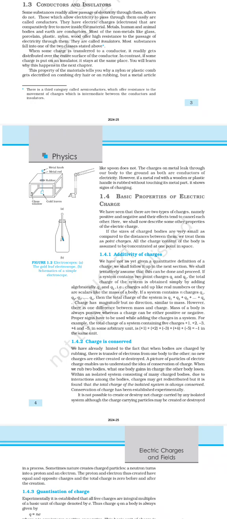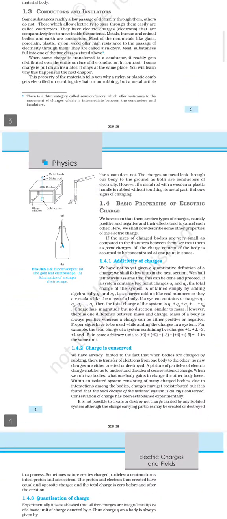Now comes the basic properties of charges. First of all, we have additivity of charges, charge conservation, quantization of charges. Okay, so the first, we have seen that there are two types of charges, positive and negative. If the size of the charged bodies are very small as compared to the distance between them, we treat them as point charges.